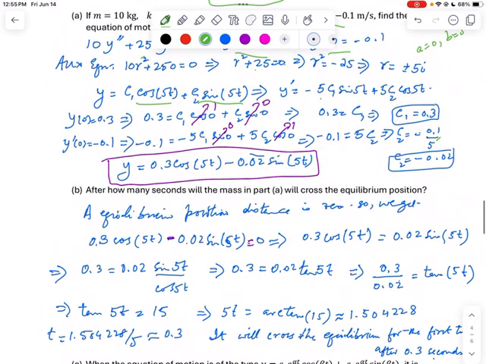So what do we say? Well, you should know that at equilibrium position the displacement or the distance is 0. So it means y is equal to 0. So set y equal to 0, so set this function equal to 0. That's what I did here. And now how do we solve problems like this?